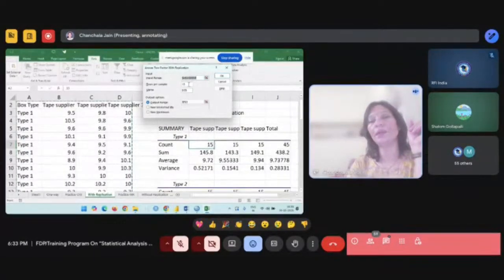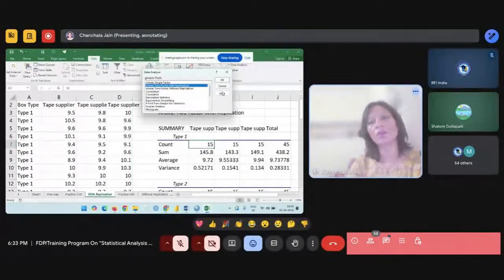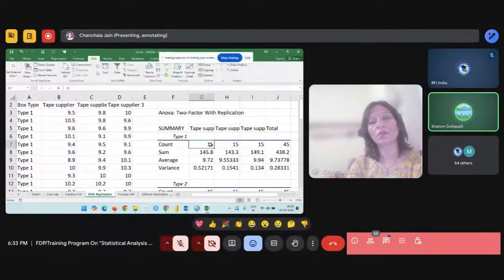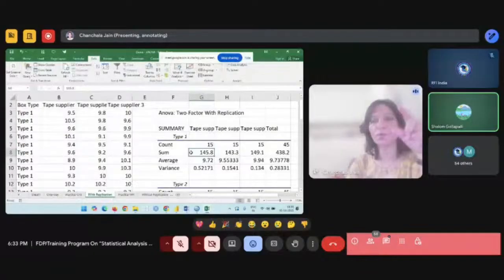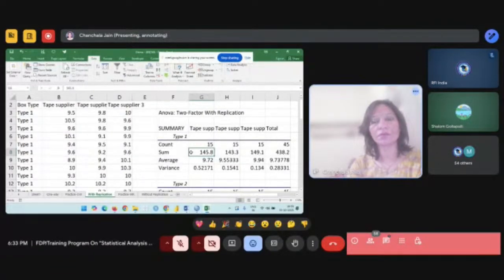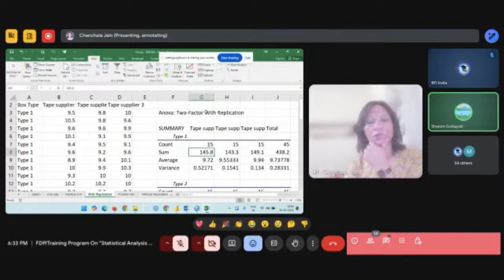I'm repeating: the input range is A2:D32, rows per sample is 15, alpha I have taken 0.05, and output range I have selected F3. I don't know where you have selected. Click on OK. That's all. Maybe I also did the same thing, ma'am. Is it possible for you to share the screen? I'll share, madam.